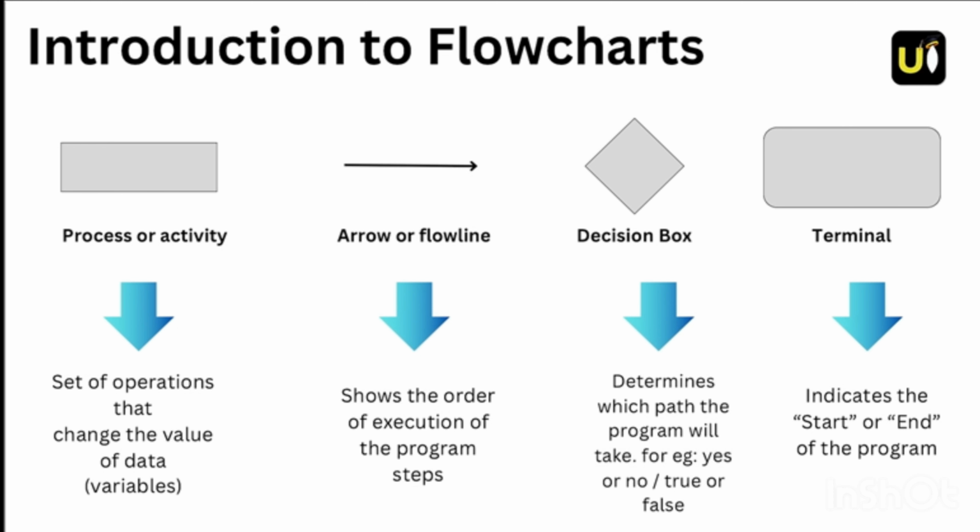The second one is this arrow or flow line, which shows the order of execution of the program steps. As I told you, it's step 1 and then the next step 2. The arrow represents the order of the steps. Next is the decision box, which determines which path the program will take. It usually contains a question, which could be yes or no, or true or false. Suppose this side is yes, and there's a step after yes, and there's a no here, then something after no. That is how it's used.